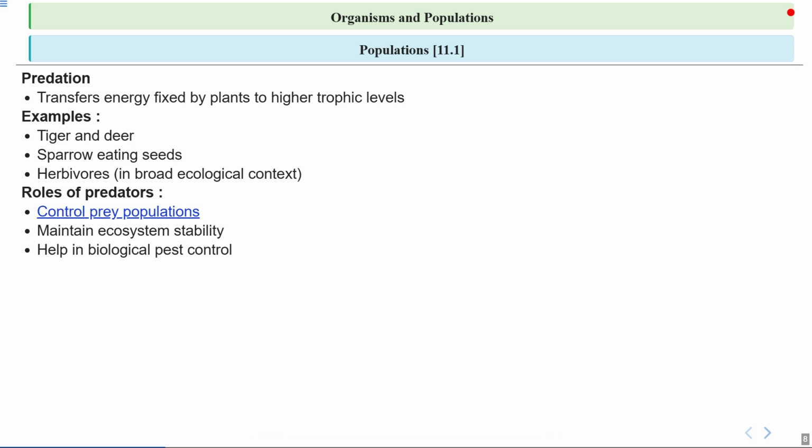Next, they help in biological pest control. Another important role is in biological pest control. Predators naturally reduce the number of pests, which is especially helpful in agriculture, and there is no requirement of using chemicals, which degrade the environment. They also maintain species diversity. By keeping dominant species in check, they give less competitive species a chance to survive and thrive.